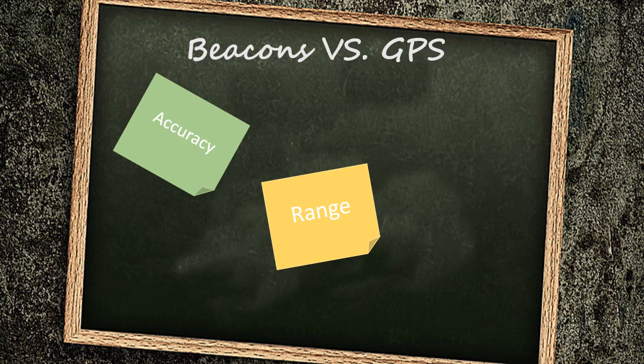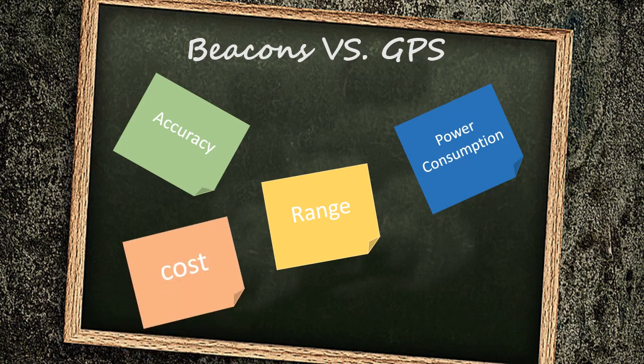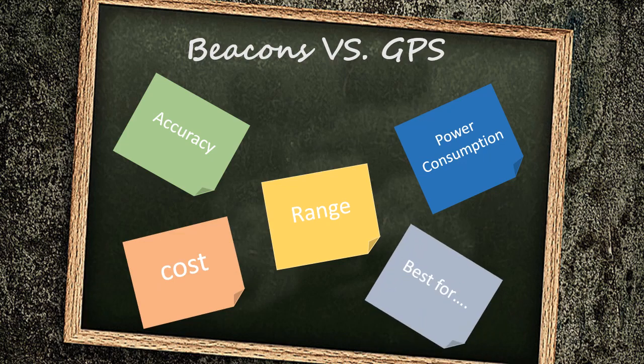Beacons consume lower power than GPS, which preserves the device's battery. Both beacons and GPS have low cost. Beacons are best for indoor tracking, unlike GPS, which is the best choice for outdoor tracking.